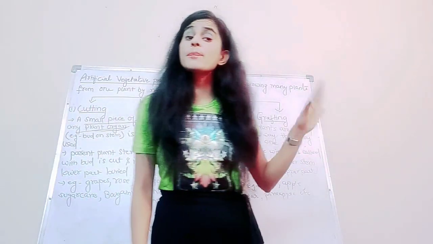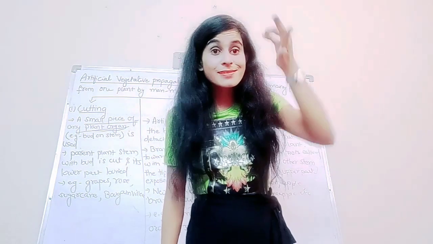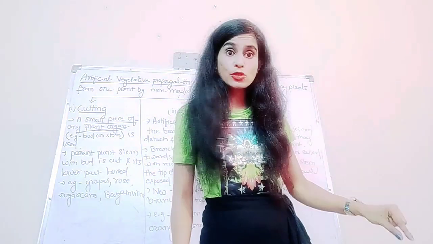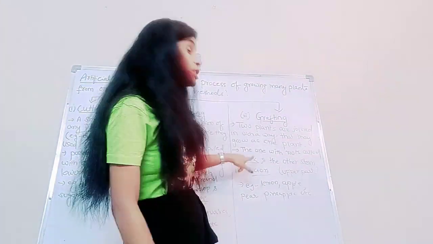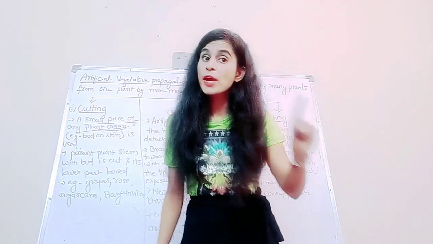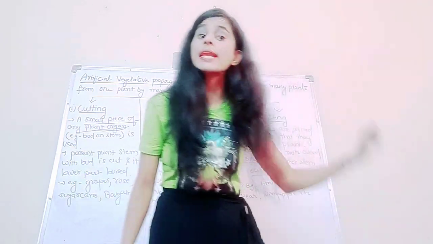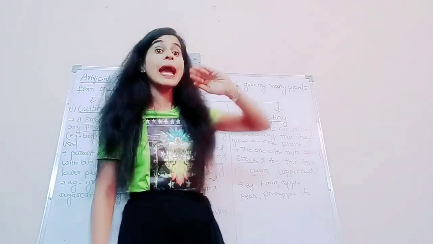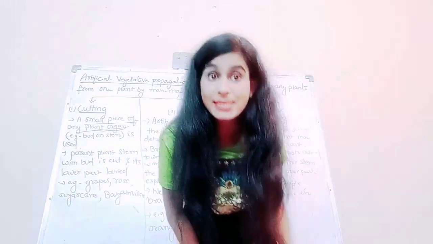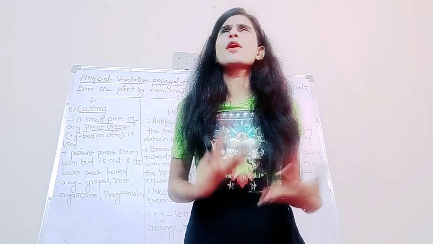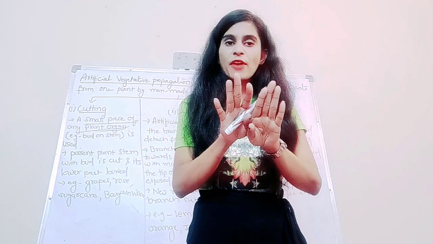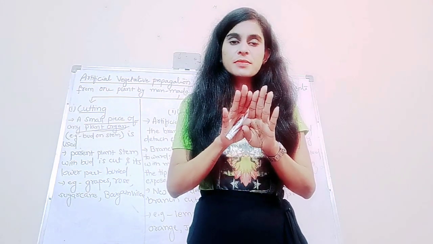The most important thing you have to remember is that the stem which is attached to the roots inside the soil is called the stock. And the upper part is called the scion, S-C-I-O-N. The grafting process is mainly used for fruits. Two plants are joined. One is already there with the roots, buried inside the ground.